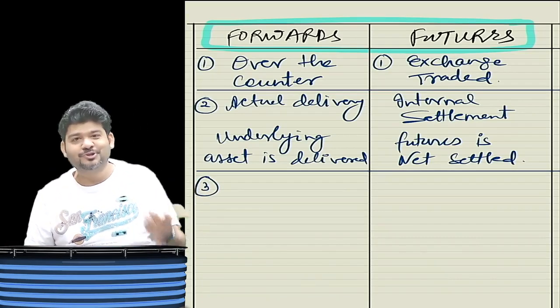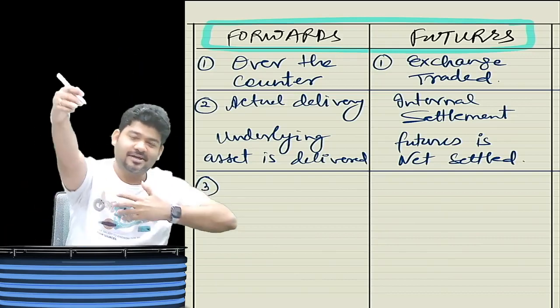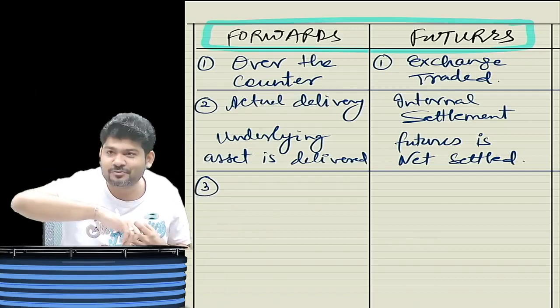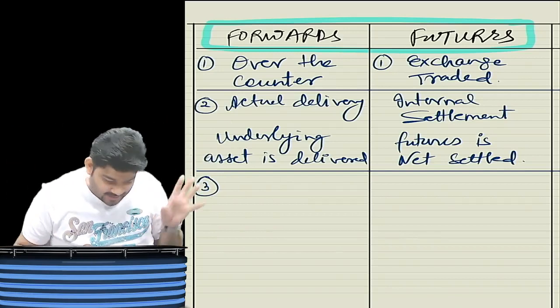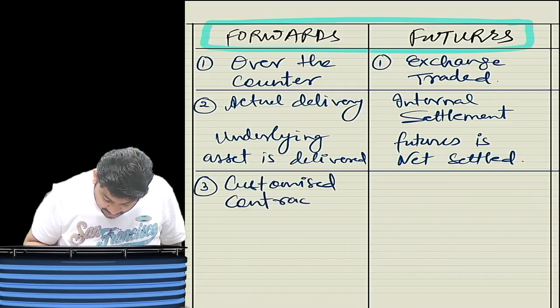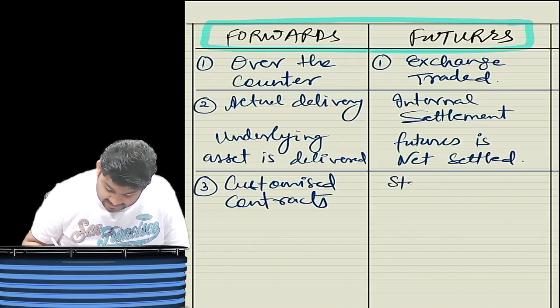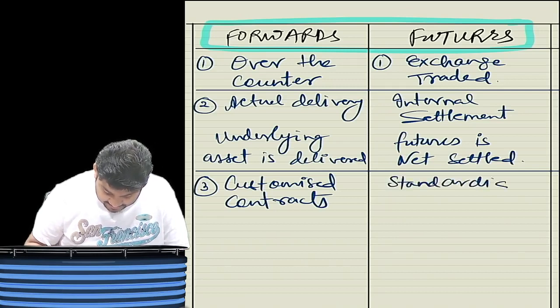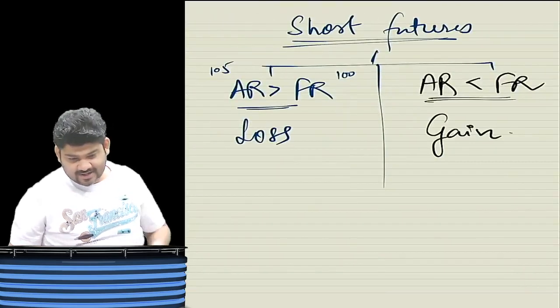But in case of futures, you don't even know who you are entering the contract with. You just know the exchange. There is another party. If you are longing futures, the other person is shorting futures. You don't know the other person at all. Am I right? So here customized contracts are made. But in case of futures, there are standardized contracts.